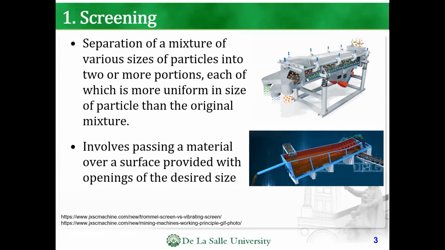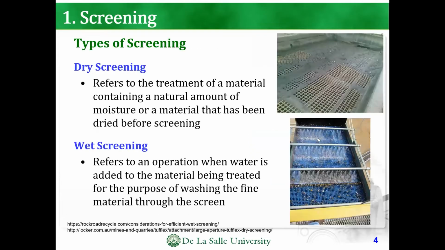And then as you screen, the resulting screened product is more uniform in size compared to the original mixture. As you can see in the picture here, there are green, blue, orange and white particles, and then here, it's separated. So it involves passing a material over a surface provided with openings. So typically they are the screens.